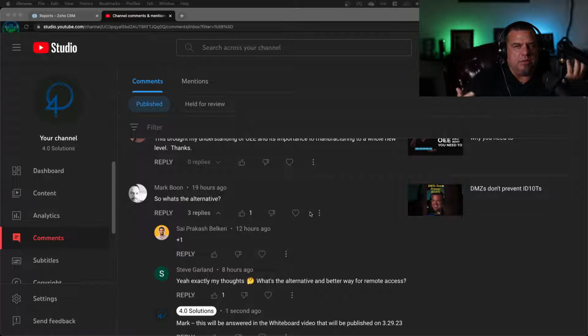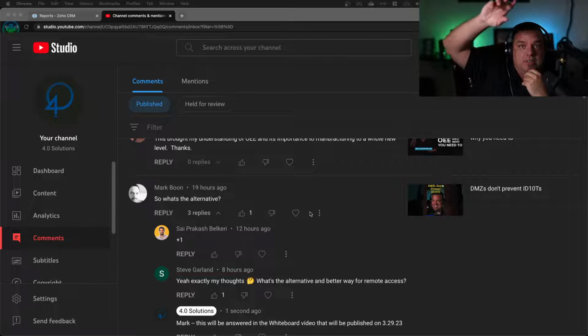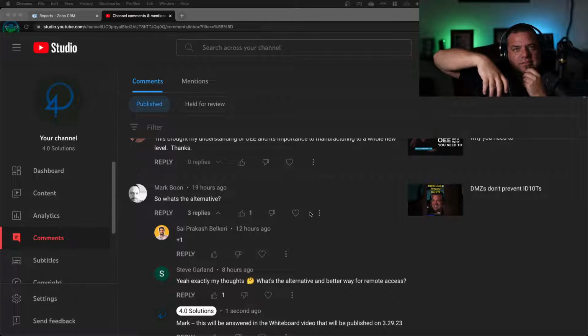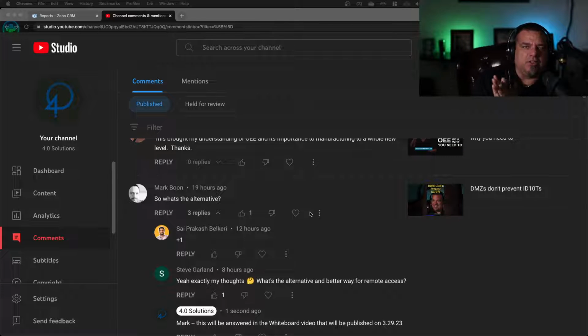Well, the answer is you take the virtual private network appliance that you're putting in an L4, and you put it on the plant floor with the access you need. The way that we generally do it is we'll do one of two things. We'll either create a VLAN.